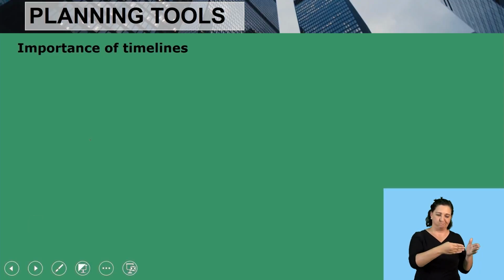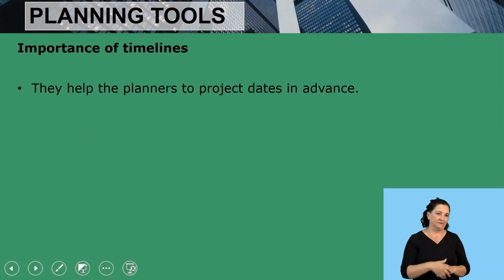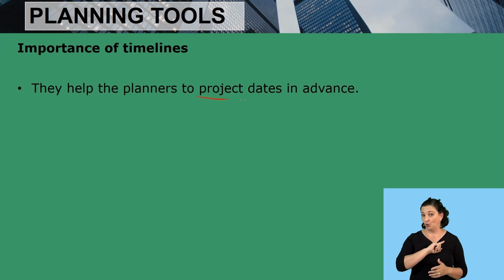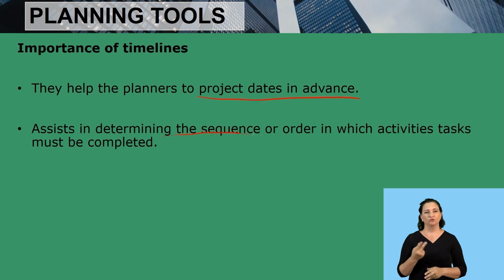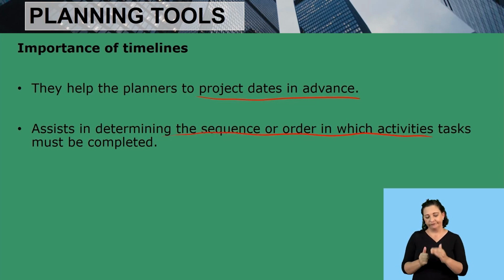Now let's look at the importance of timelines. They help project planners to project dates in advance. So timelines are very important because project planners are able to project dates in advance, that by this time, this is what should be completed. So they assist project planners to project those dates. They also assist in determining the sequence or order in which activities or tasks must be completed.